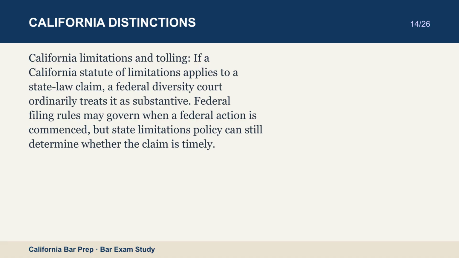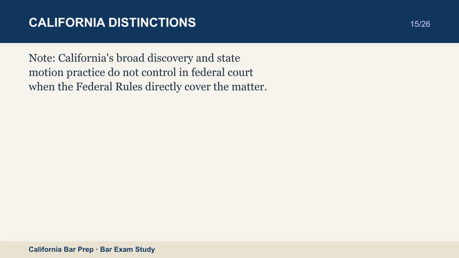Federal filing rules may govern when a federal action is commenced, but state limitations policy can still determine whether the claim is timely. Note: California's broad discovery and state motion practice do not control in federal court when the federal rules directly cover the matter.